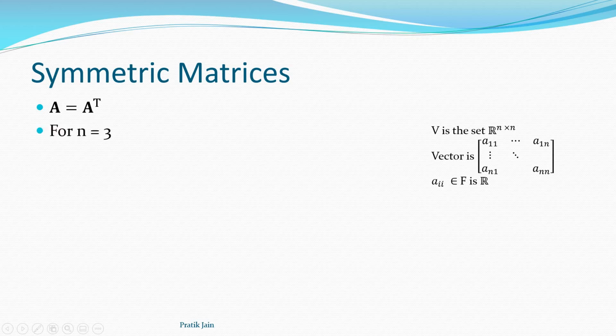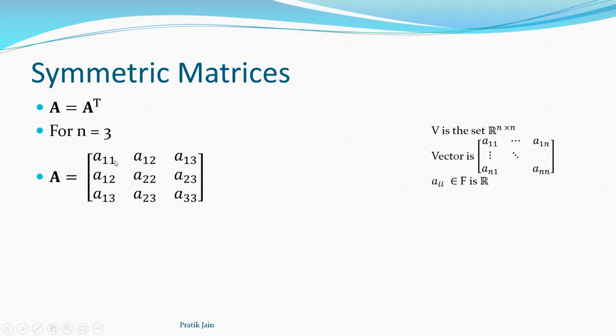Now let us consider a special case for n equal to 3. So we are now in R^(3×3). A symmetric matrix will look something like this. You see that if this is 1 2, then this is also 1 2, so these two are same. 1 3 and 1 3, these two are same, and 2 3 and 2 3 are same, right? Diagonals may be anything. So this is how a symmetric matrix looks.